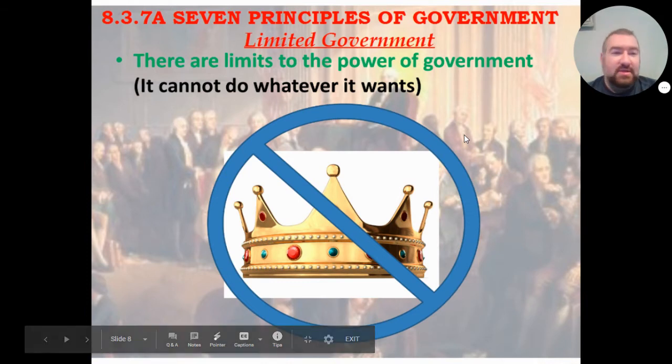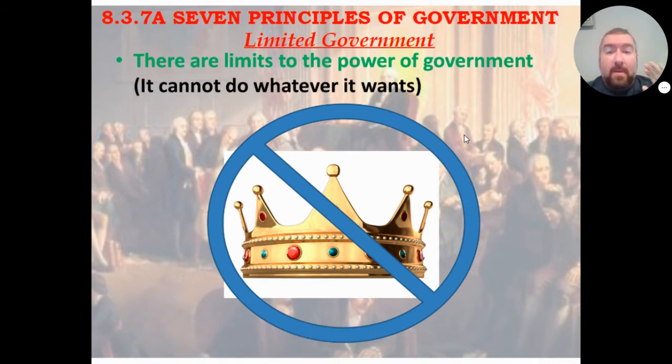Moving on, limited government. Once again, everything talks about power. So the power of the government is limited. There are limits to the power of the government. It cannot do whatever it wants. There are restrictions. We're going to talk about this some more when we get to lesson 838, talking about the Bill of Rights, because limited government is all about restricting the power of the government, limiting the power of the government.